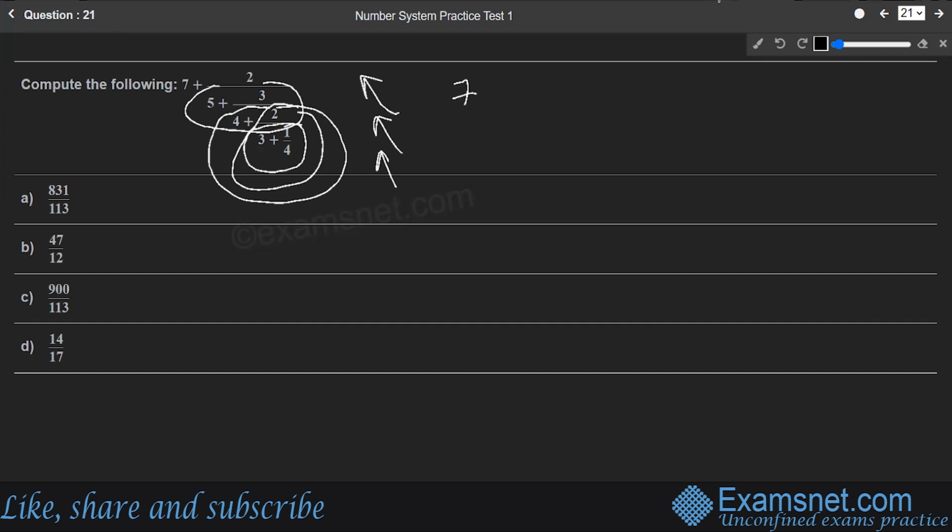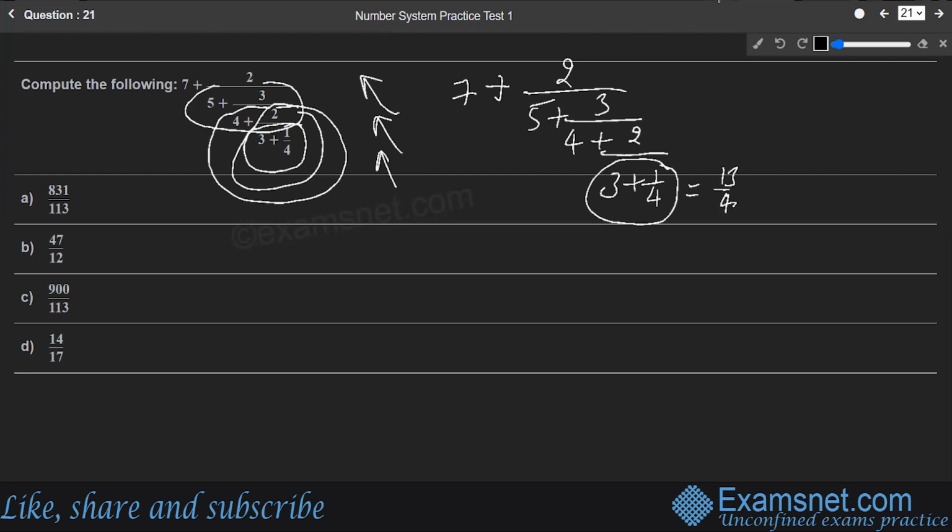In the very first step, we're going to solve the very last denominator. So let us copy the other numbers exactly as they are written: 5 plus 3 by 4 plus 2 by 3 plus 1 by 4. We have to solve this 3 plus 1 by 4 first, which is nothing but 4 times 3 is 12 plus 1, 13 by 4. So in the next step, I can write 7 plus 2 by 5 plus 3 by 4 plus 2 by 13 by 4.